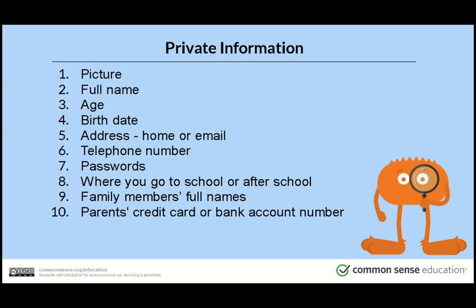Your picture, your full name, your age, your birthday, your address, either the address of your house or your email address, your telephone number, your passwords, where you go to school or where you go after school, your family members' full names, or your parents' credit card or bank account information. These are all examples of information that should be private.